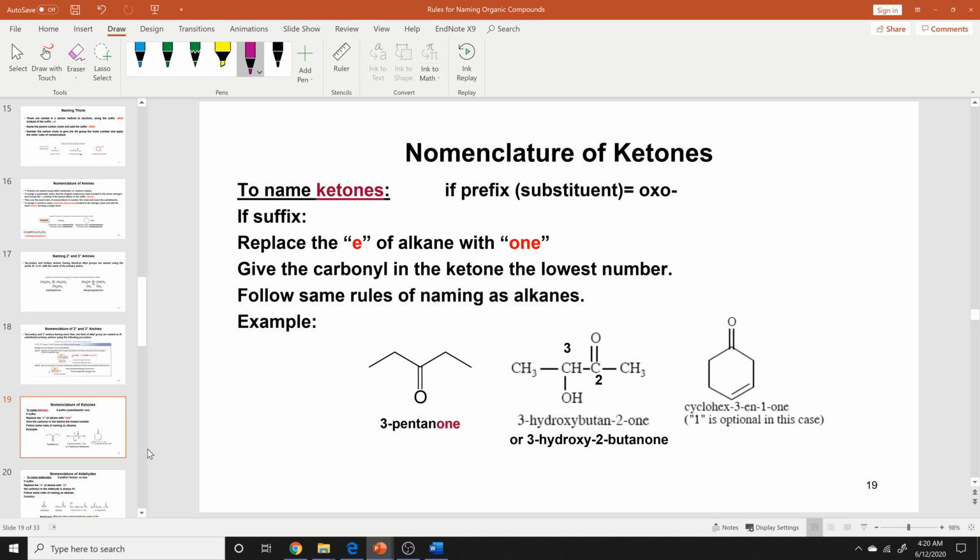With respect to the nomenclature of the ketone, if the ketone is a prefix, then we're going to give it the word oxo or the name oxo.